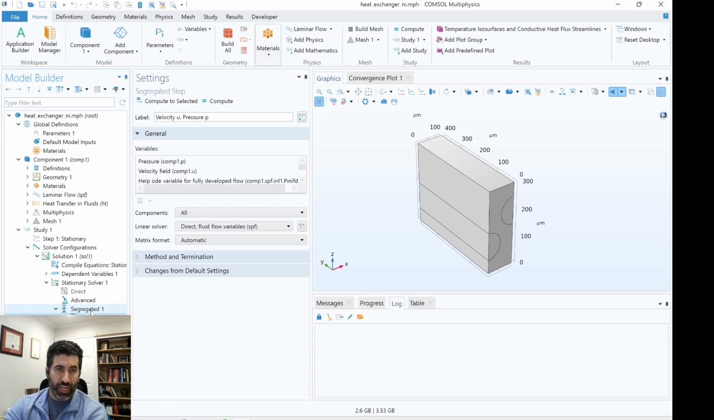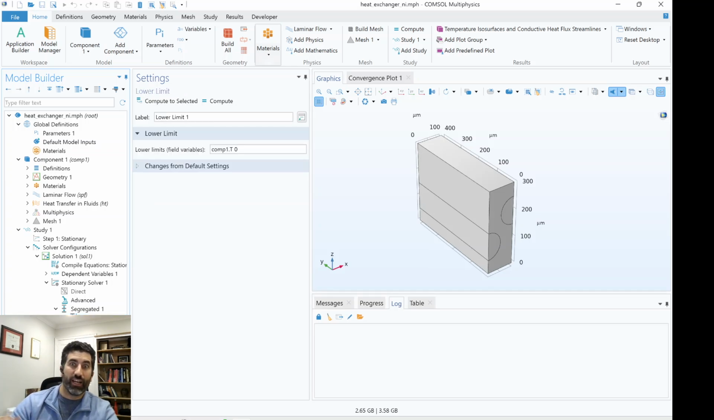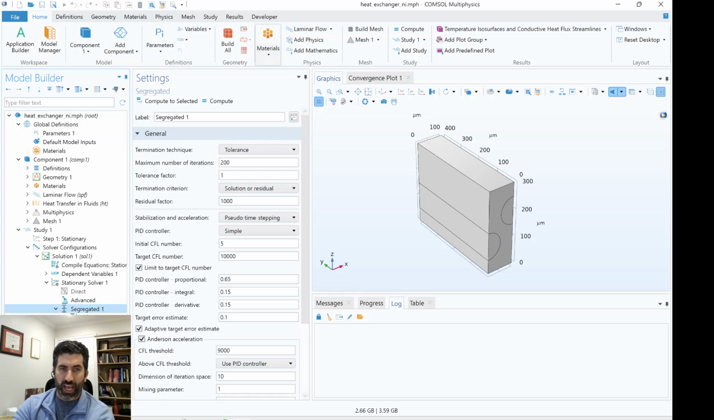Okay, so in the segregated solve, the first set of variables that you're solving is the velocity and the pressure, and then the temperature, and then you actually set a lower limit on the temperature. So if you've been playing around with natural convection, sometimes you see all of a sudden temperature having a massive excursion into negative thousands of Kelvin. This will block it. This will hold it steady. Okay, and then it cycles until everything is converged.